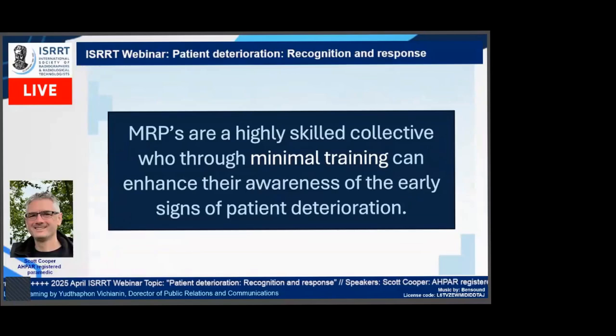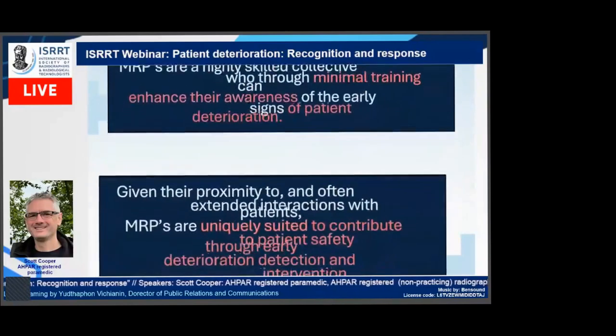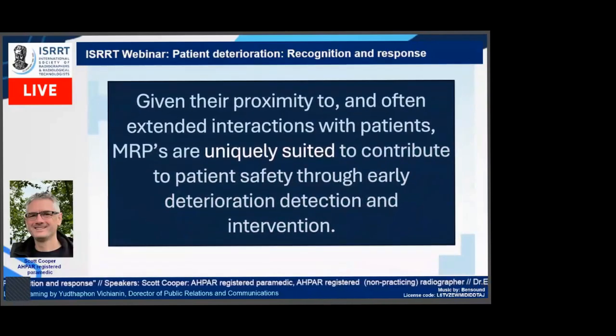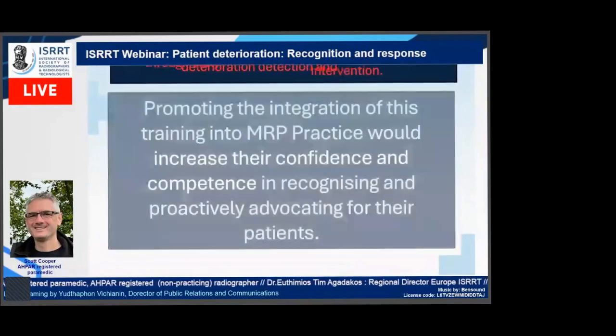When it comes to MRPs, I believe that they are a highly skilled collective, and there's only a minimal amount of training that would really be required to enhance their awareness to detect the early signs of patient deterioration. And given their proximity to their patients and the extended interactions that they have, I think it's very obvious that they're well suited to actually detect deterioration rather than relying on doctors and nurses.